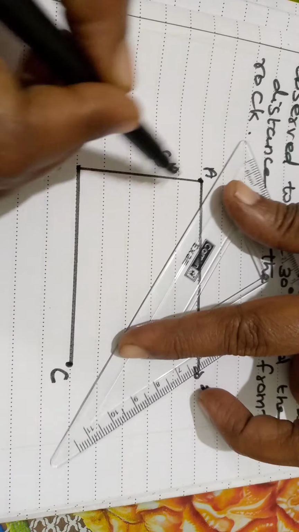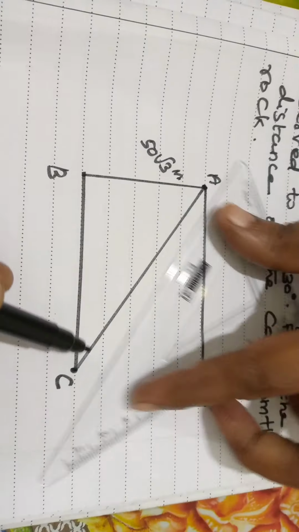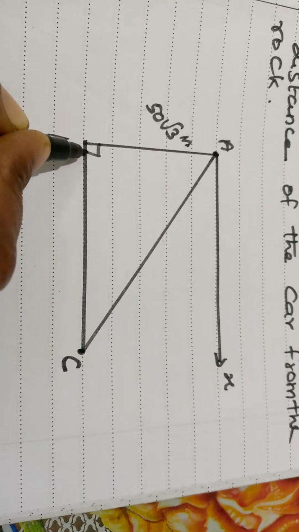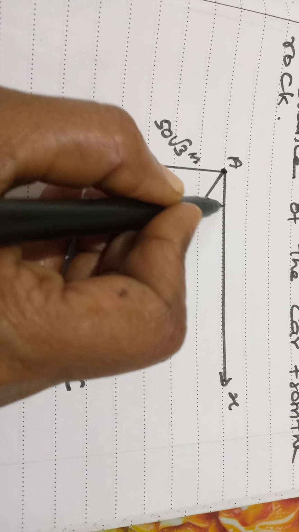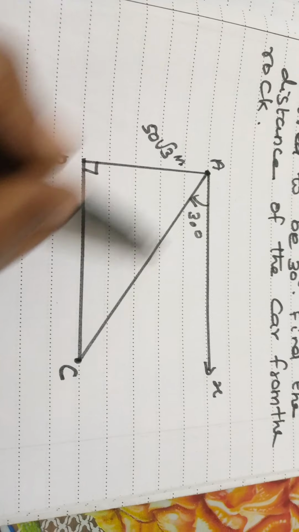Okay, so join it, we get a right triangle. Right triangle ABC, we got it. So now the angle of depression is given, it is 30 degrees. What is the alternate angle of this?